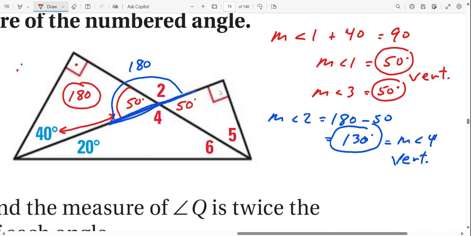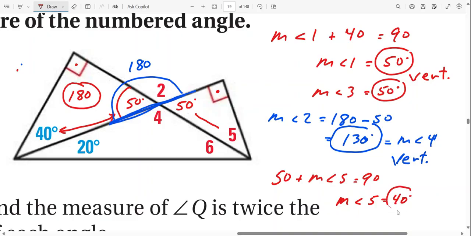Okay, very good. Even easier than that, though, since we used 90 degrees here. How much is left over for these two? Yes, 50 and angle 5 add up to 90. 50 plus the measure of angle 5 is 90. And if we did minus 50 on both sides, the measure of angle 5 is what? 40 degrees. Good, good, good.